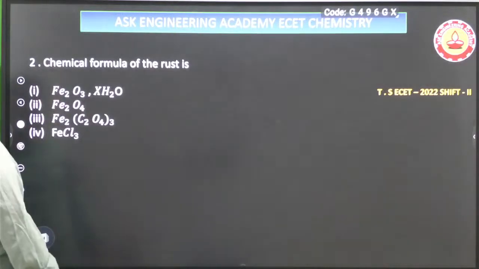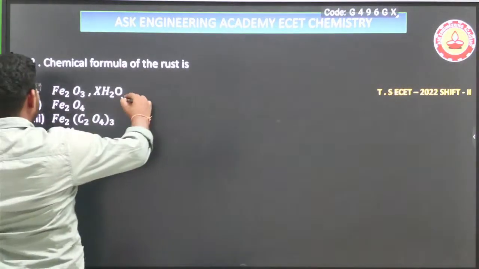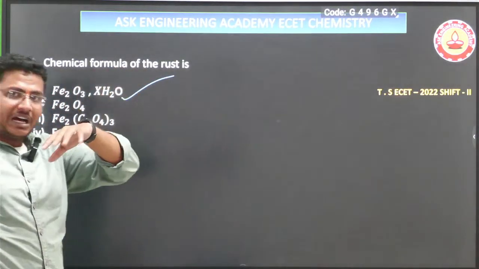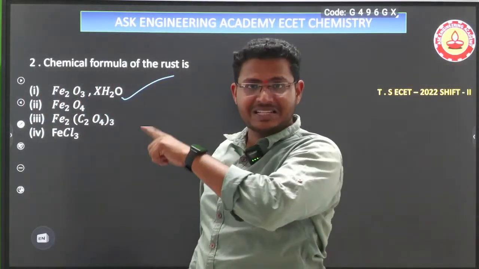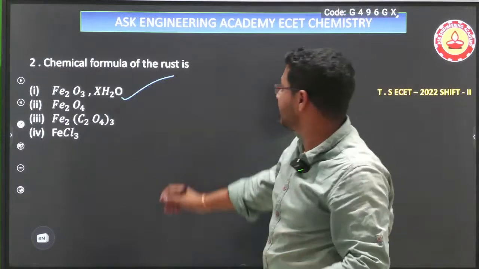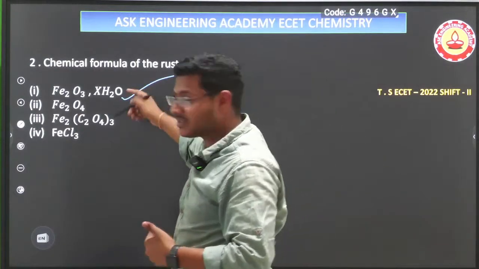Chemical formula of the rust is very easy. After the completion of rusting, iron converts into Fe2O3, ferric oxide with water. I already explained this. So this is the answer.